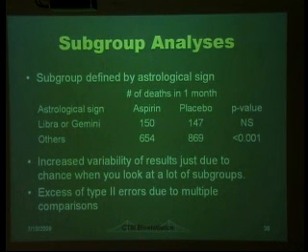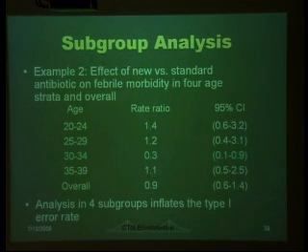So this non-significant finding would be a type 2 error. So the multiple comparisons can impact both situations in a subgroup analysis context. Here's another example of subgroup analyses.